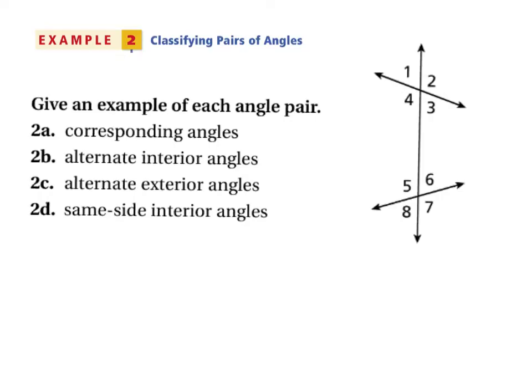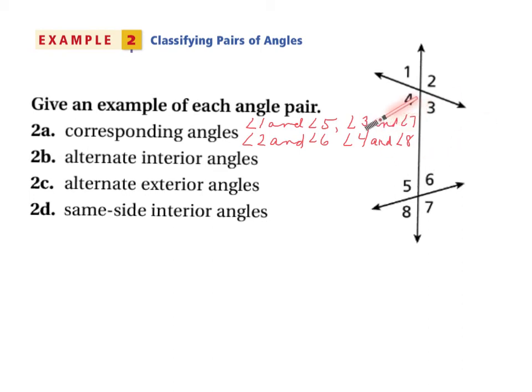So in example 2, let's classify pairs of angles. Give an example of each angle pair. So if you draw this picture down right here, let's use our lightsaber. So now, 2A, I want you to give me an example of corresponding angles. Actually, let's name them all. One set of corresponding angles would be angle 1 and angle 5. The next one, angle 2, and which angle would go with angle 2? Angle 6. Angle 3 and angle 7, and angle 4 and angle 8.